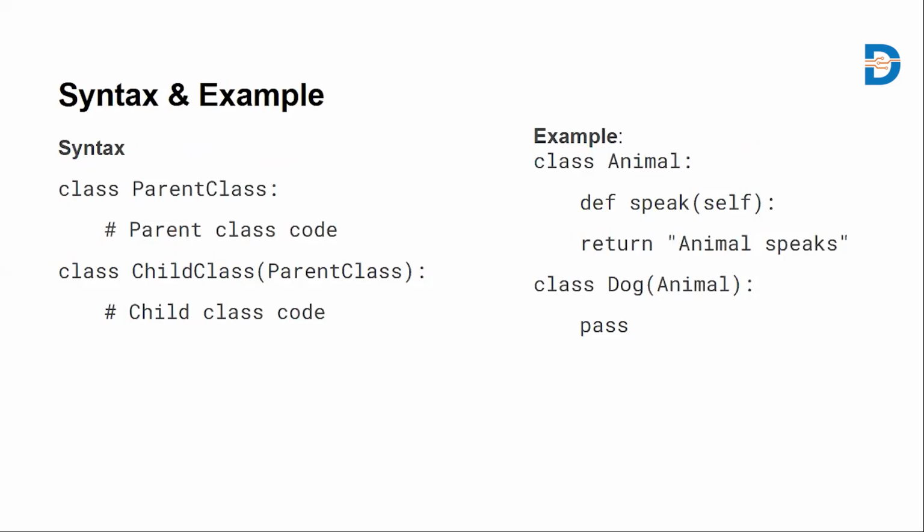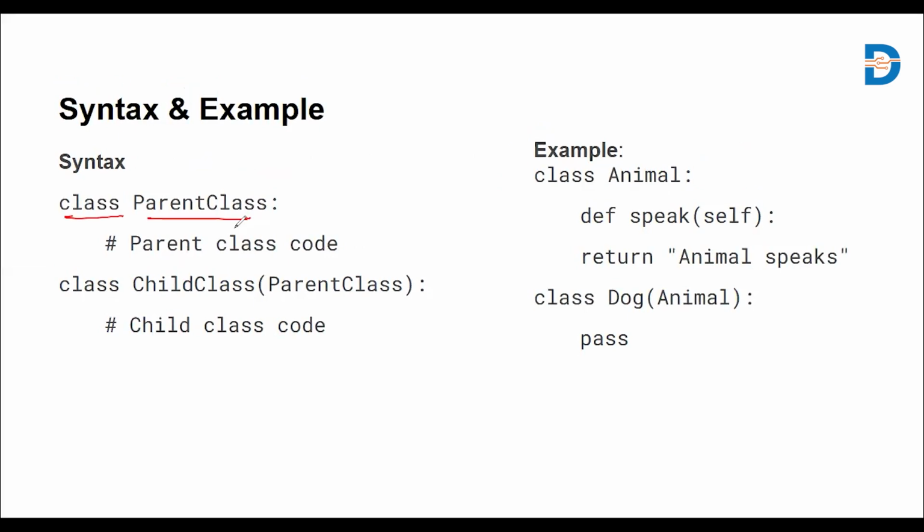Next we will be learning about the syntax and an example of inheritance. In the syntax, you can see that here you have a parent class, and this child class is also there. The child class will inherit the properties of the parent class. Whatever properties you give in the parent class, the child class will inherit those properties.